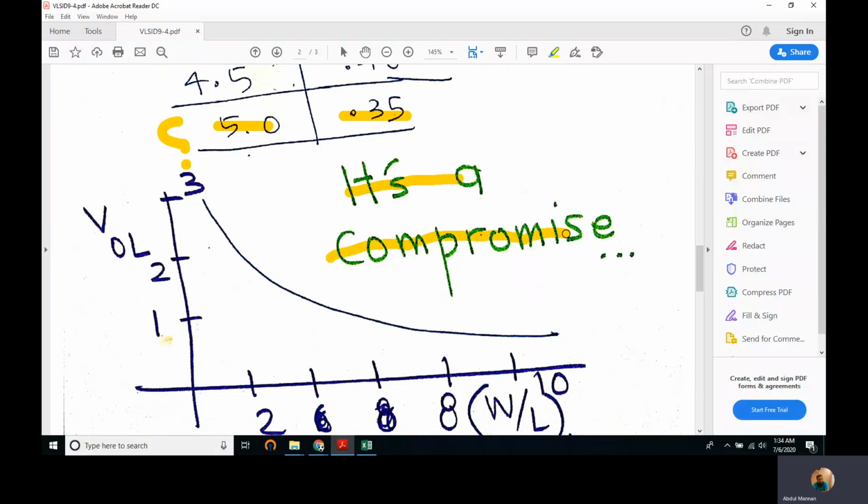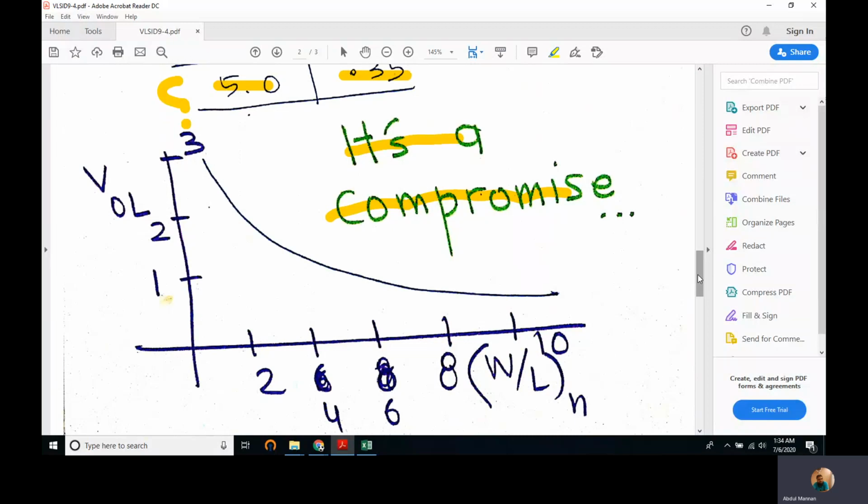If we plot this VOL versus aspect ratio of N, we see that as we increase aspect ratio, VOL decreases almost exponentially. So what we want is a small value of VOL, but we don't want a large value of aspect ratio of N. And if we want a small value of aspect ratio of N, we get a larger VOL. So we are in trouble.